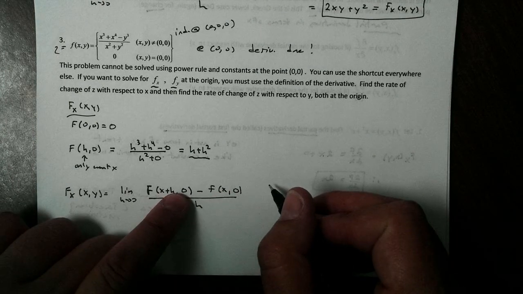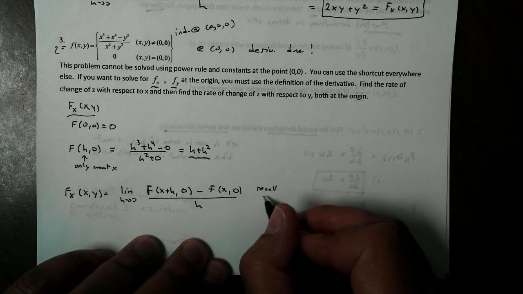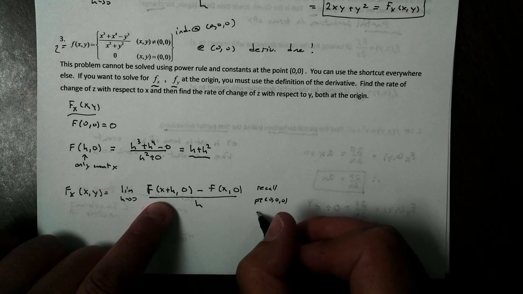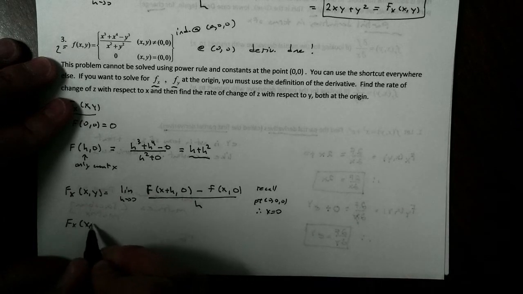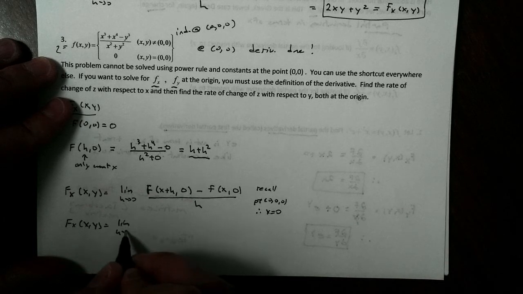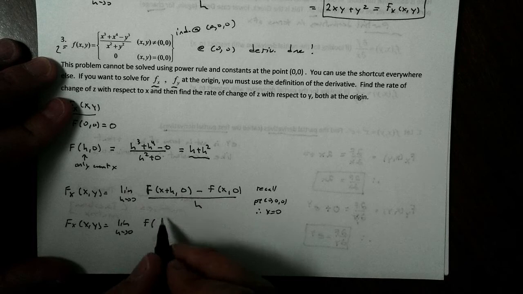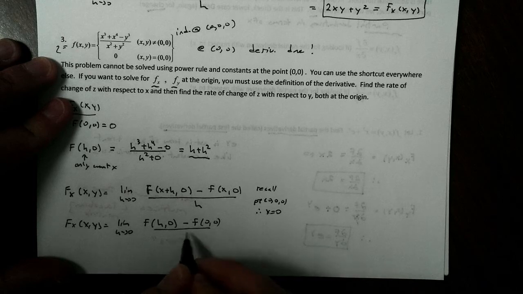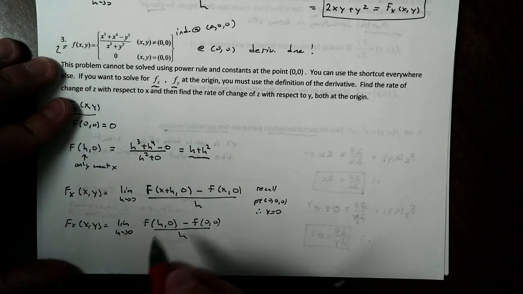And where did I get the zeros from? Again, my point. We can recall that we're given the point 0, 0, 0, and I can even substitute here. Therefore, I know that x is also 0. So my partial rule would be the limit as h goes to 0 of just f of, let x be 0, f of h, 0 minus f of 0, 0 all over h.